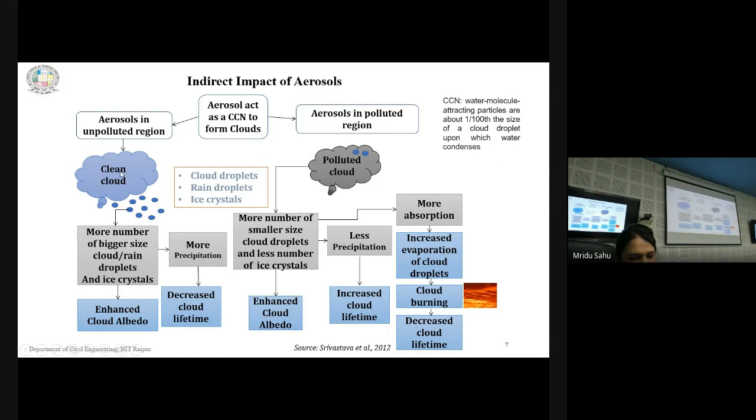Okay, so in case of an unpolluted region, what happens? Clean cloud formation is there. In case of a polluted region, polluted cloud formation is there. Earlier, we were listening that the rainfall pattern was very good. Heavy rainfall was occurring and regular rainfalls were occurring. So what happens in case of these clean clouds? A bigger number of cloud and rain droplets are present, which helps in more precipitation and decreased cloud lifetime.